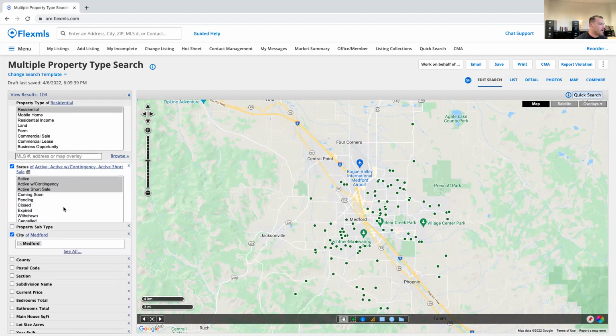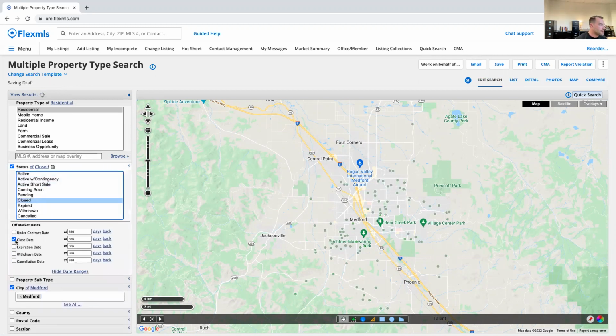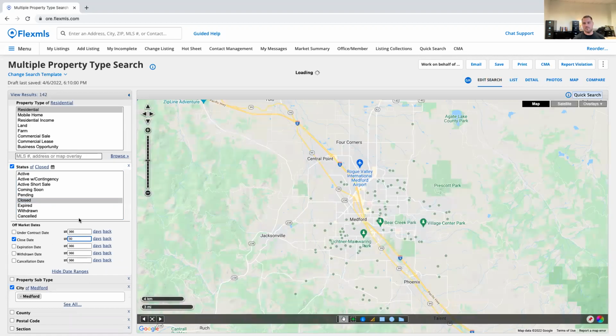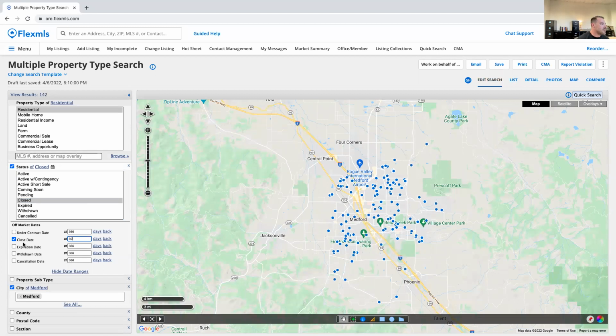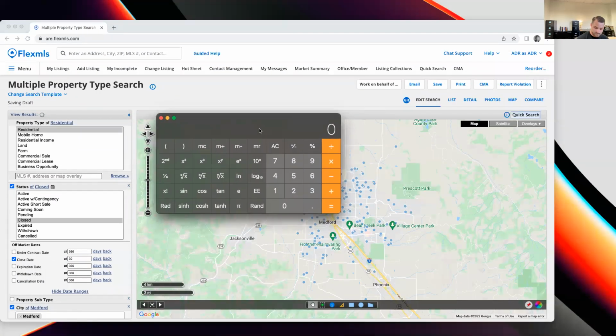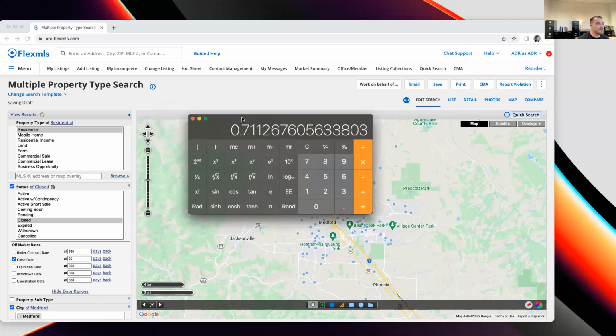How about that? Now we're going to go closed. Close date, we can go 30 days back, right? Typical month is 30 days. In the past 30 days, we had 142 homes close, and there were 101 on the market. So then you simply divide, and we have 0.71 months of inventory at this point.